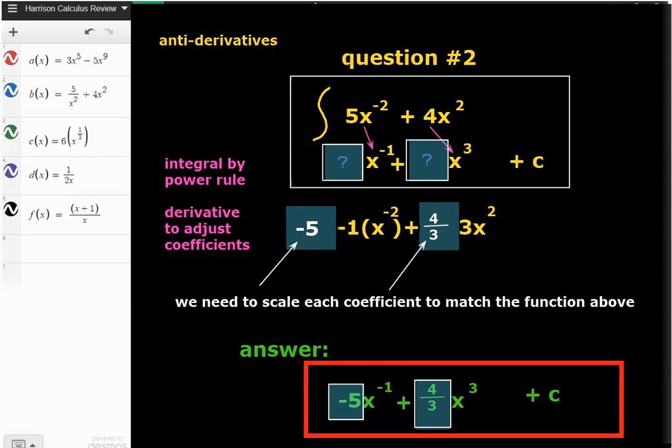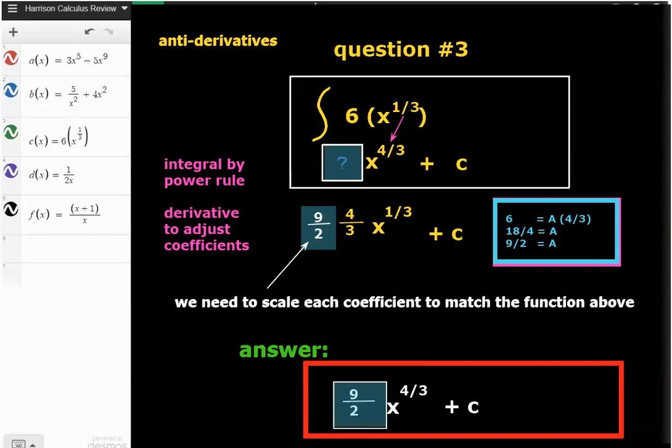Similarly, we need to take 3 and multiply it by 4/3 because that's 12/3, which is 4. So now we've scaled each coefficient term by term to match the function above, and the correct answer is negative 5x to the negative 1 plus 4/3 x cubed plus c for question 2.